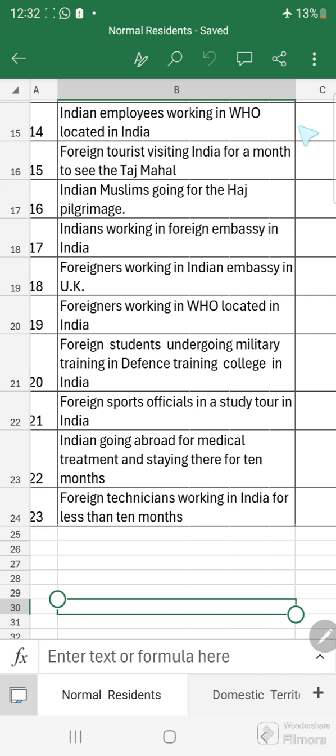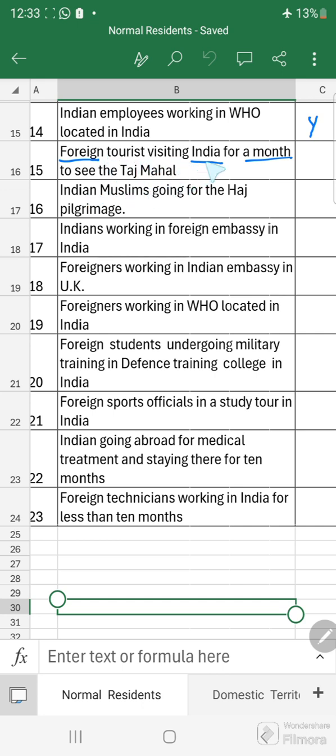The 14th example reads that Indian employees working in WHO located in India. These people will be normal residents of India because their center of economic interest lies in India, that is earning, spending and accumulation. The next one is foreign tourists visiting India for a month to see the Taj Mahal.